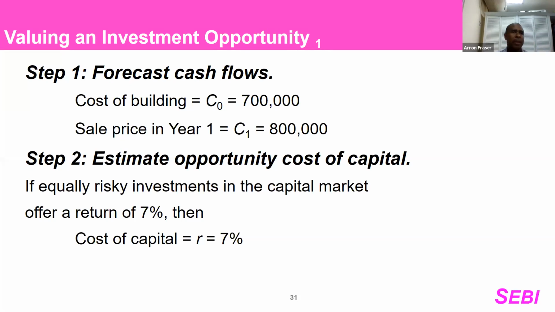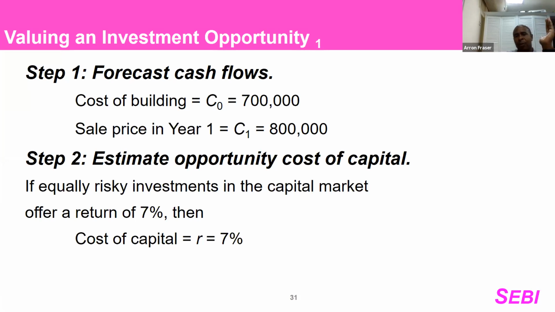Remember, in calculating present value, you're taking all your future cash flows and bringing them back to today's value. So the only element that you have at today's value is the cost of the building that you're buying at 700,000. So that won't change.